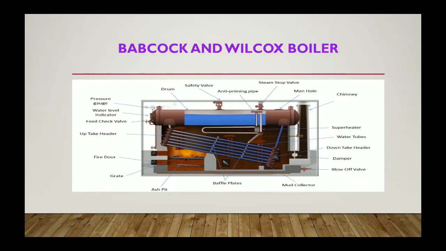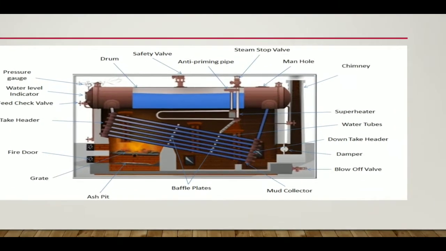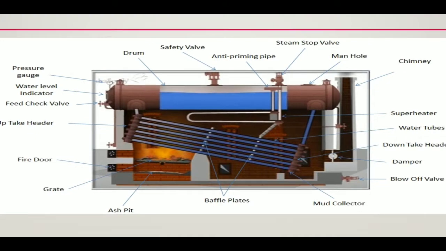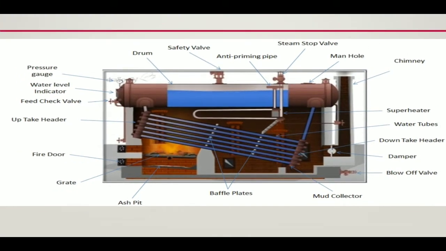Now this is a very important type of boiler which is mainly used in thermal power stations, that is Babcock and Wilcox boiler. So here you can see the different parts of this boiler. At first, this is the pressure gauge by which the steam pressure can be measured, the water level indicator by which the level of the water in the boiler drum can be measured, the feed check valve by which the water is supplied to the boiler drum, uptake header.